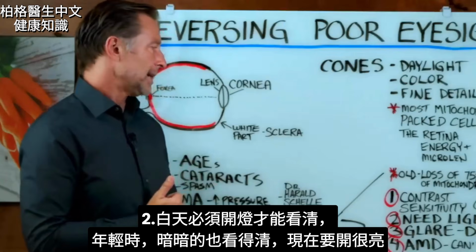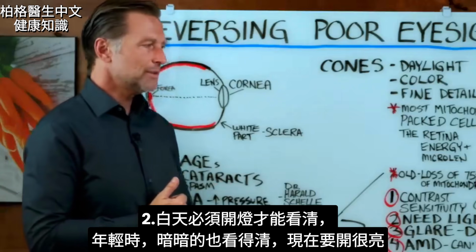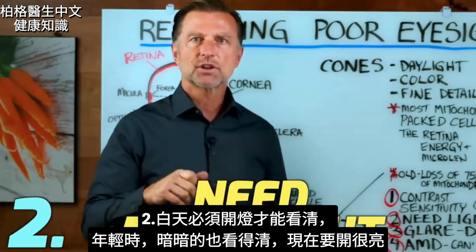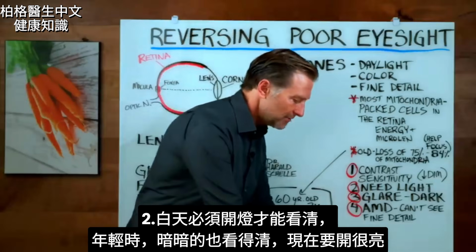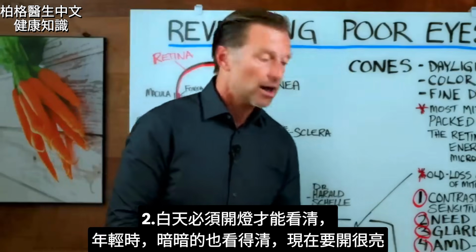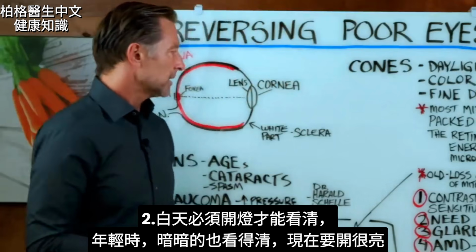The second thing that happens is in order to be able to even see during the daylight, we need a little more light. So we have to turn on the light to be able to see things. Before, when we were younger, we could just read it practically in the dark. Now we have to shine a big light on it.